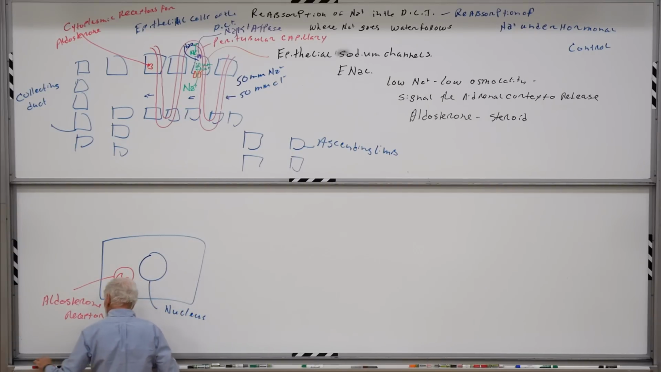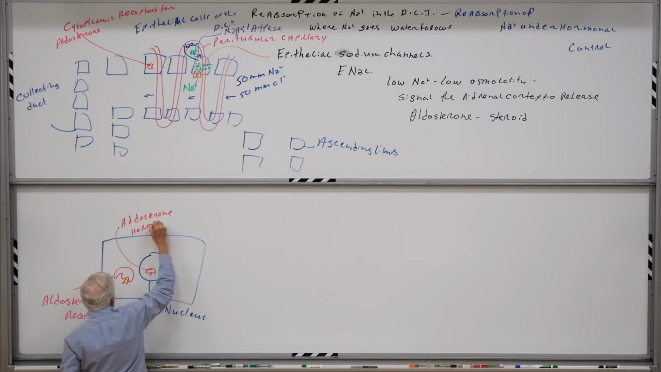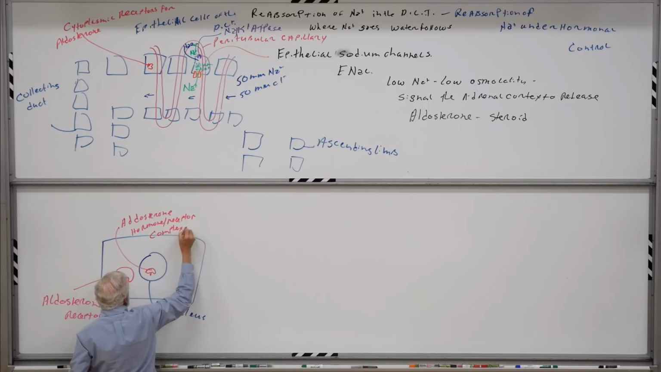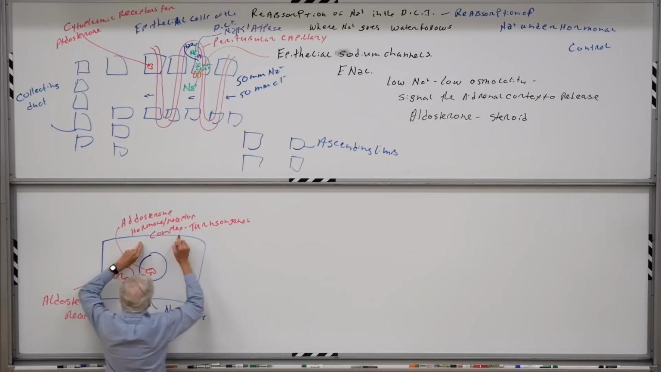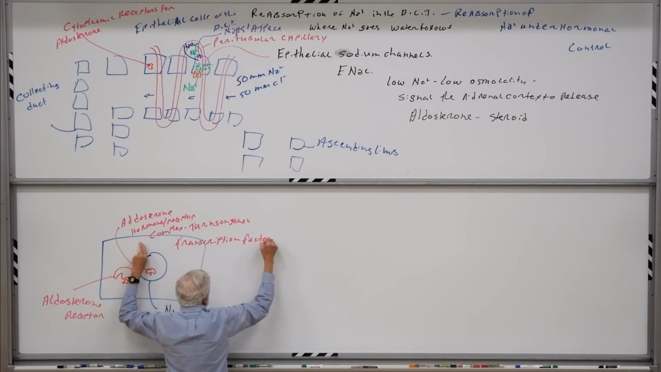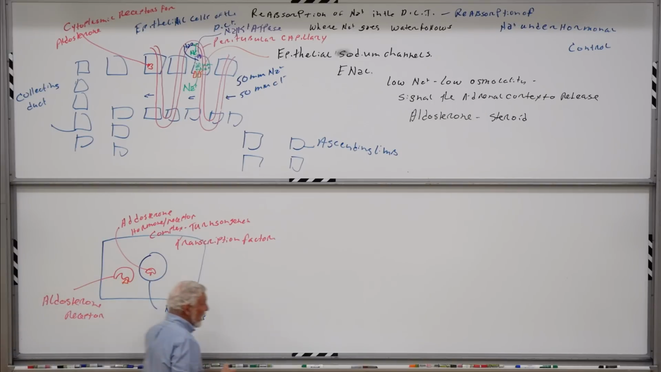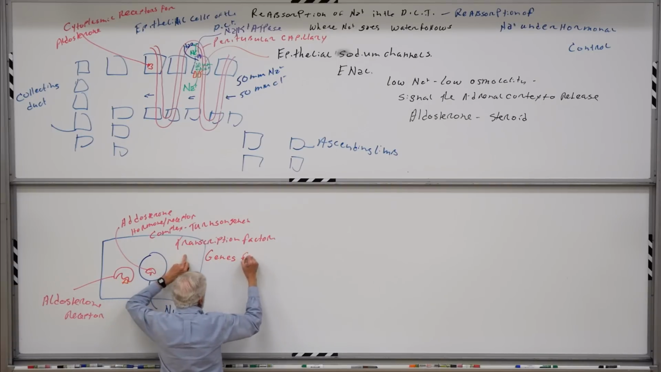And in the nucleus, the aldosterone with its bound receptor, the aldosterone hormone receptor complex, turns on genes. It's, after all, a transcription factor. And it should come as no surprise then that the genes that are going to be turned on here are going to be the genes for ENaC and sodium potassium ATPase.